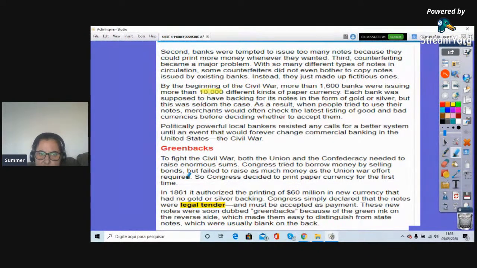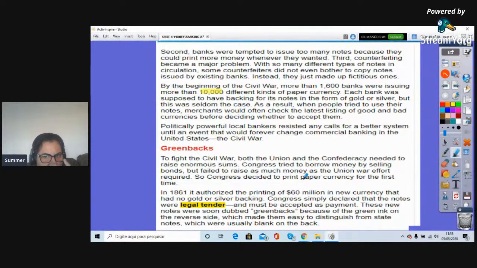In 1861, the Congress authorized the printing of 60 million in a new currency that had no gold or silver backing. So remember, there was no gold or silver to back up this money. The Congress simply declared that the notes were legal and they must be accepted as payment. These new notes were soon called greenbacks.